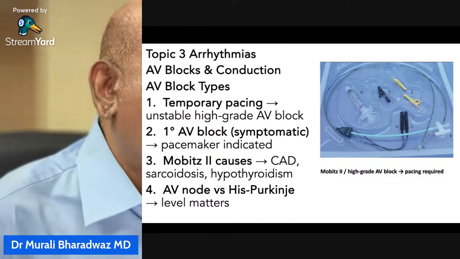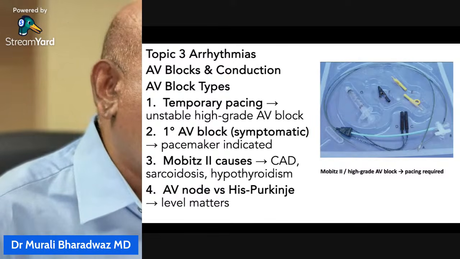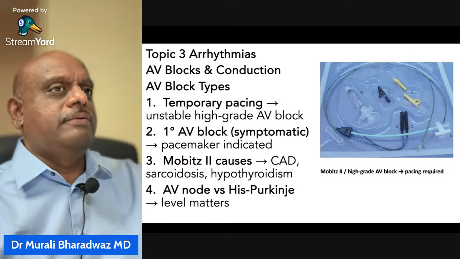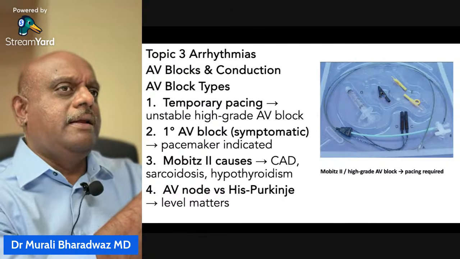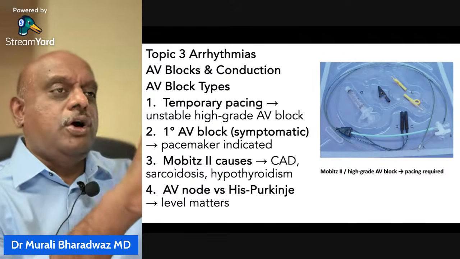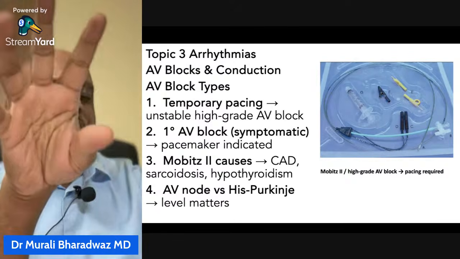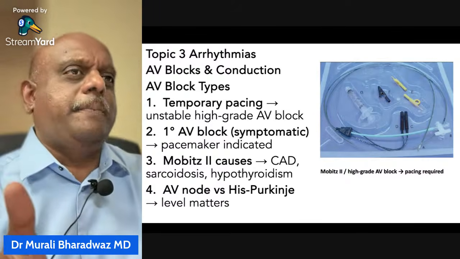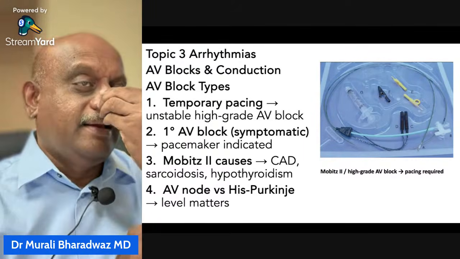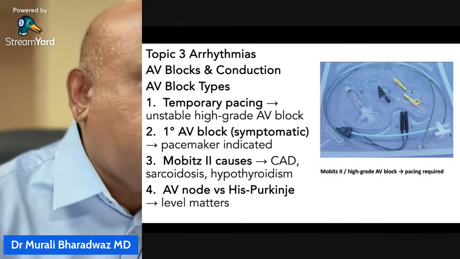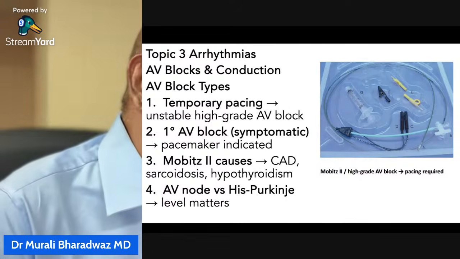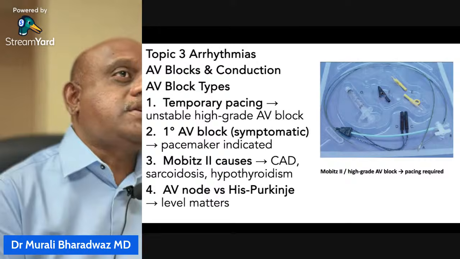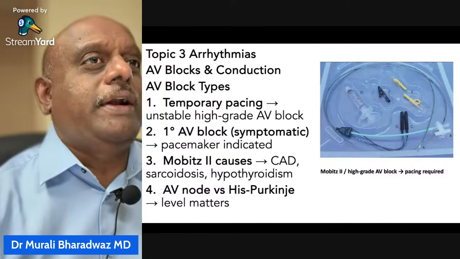But that is predictable. What is not predictable? P wave, normal PR, QRS. P, normal PR, QRS. P, normal PR, QRS. P, then suddenly the QRS dropped. Right? What is that called? Mobitz type 2 block is what you need to remember.